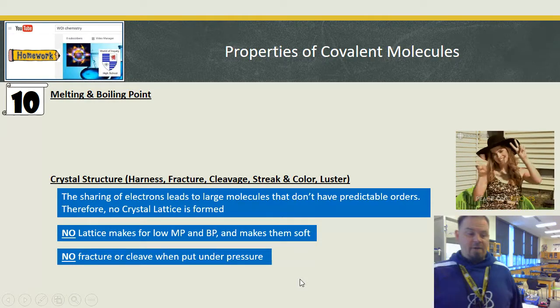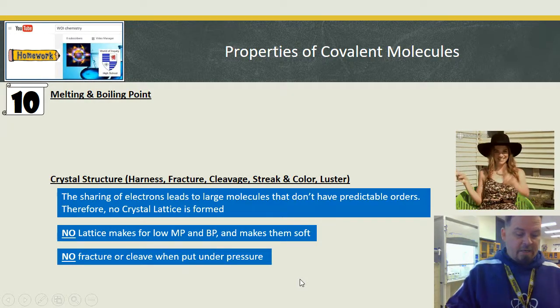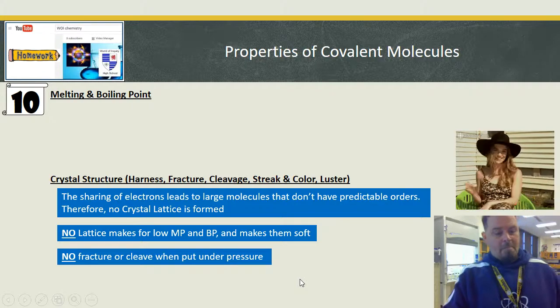So hey, short video. I know there was a long one, but now you got a short one. Now you know the properties of covalents. Memorize them.